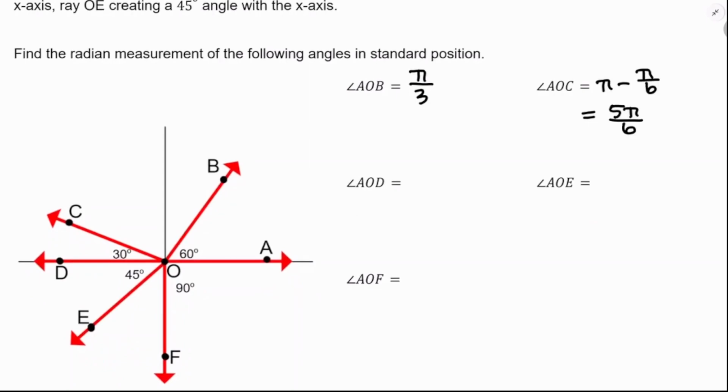Okay, AOD in standard position. That's just a straight line. That's the whole x-axis. That's 180 degrees. That's going to be pi. AOE, in standard position, and I think we're assuming positive rotation here, is going to be 180 plus the 45. So that would be pi plus pi over 4. And that's going to be 5 pi over 4.